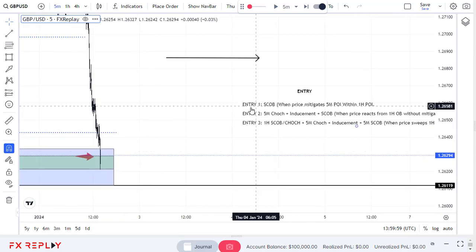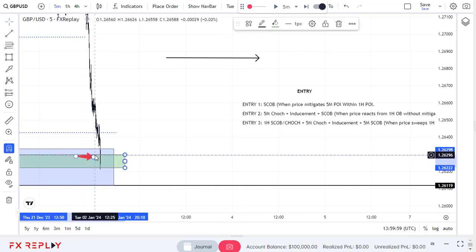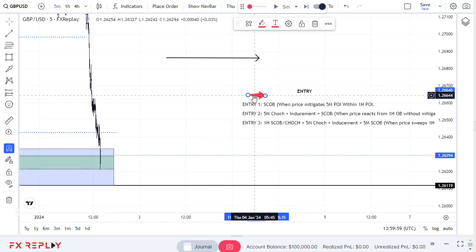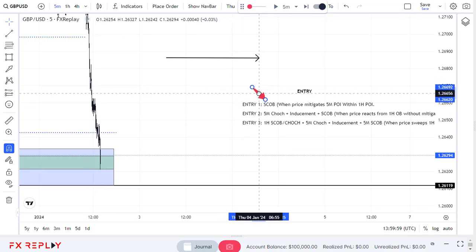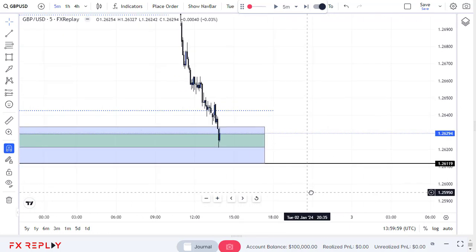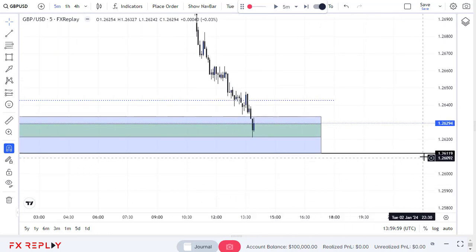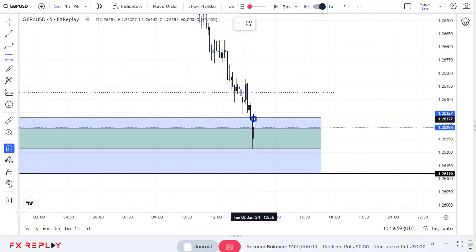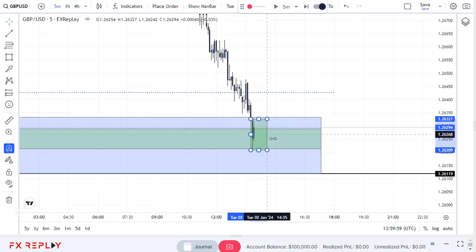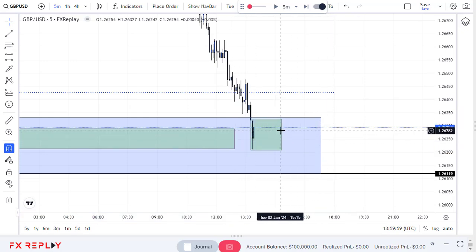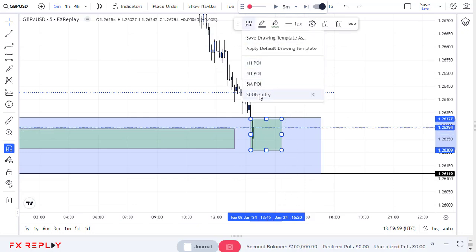So what is my entry? My entry is single candle order block, which is what I marked as SCOB right there. Let's see if we can find a single candle order block for us to take the entry right here. I'll just adjust this a bit. You can see right here that price is still on our order block, so this will be my single candle order block. Let me move this out of the way a bit. Awesome. So let's call this our single candle order block entry.